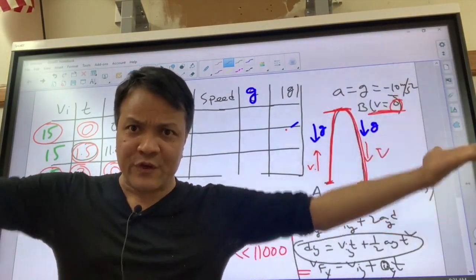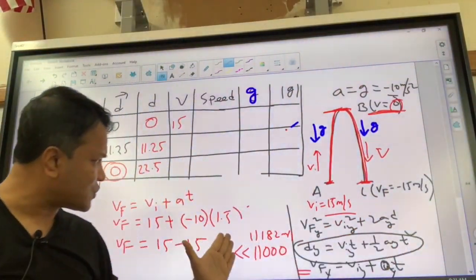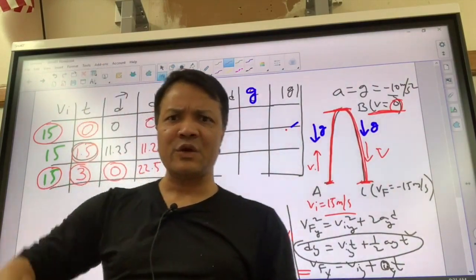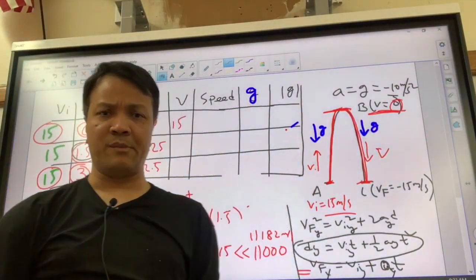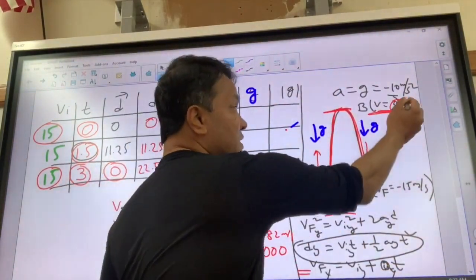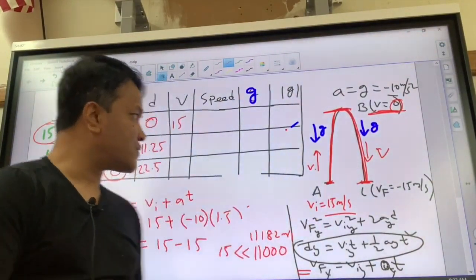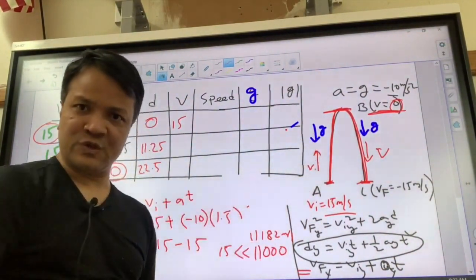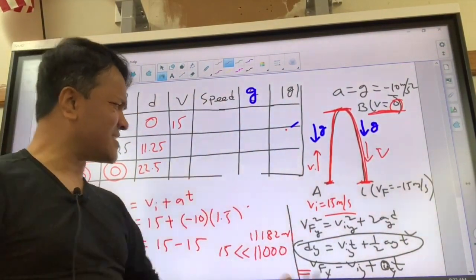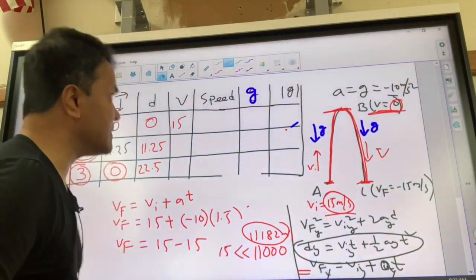If you can jump up with an initial velocity of more than 11,182 meters per second, you go up and you never come down, because this velocity will never be zero. But I apply how much? I apply only 15 meters per second. That means this velocity vector will lose to the blue acceleration vector, because this velocity is very small compared to the escape velocity of the Earth. You get it? Okay.